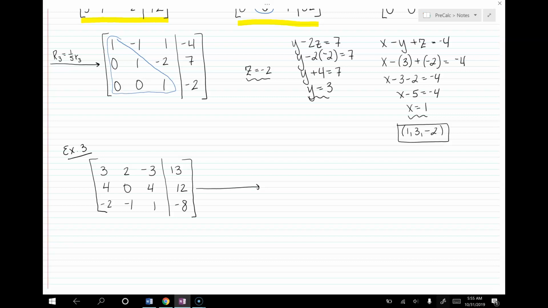So I'm going to create a brand new row 2. And I'm going to do that by taking 2 times row 3 and adding it to row 2. Okay. Similarly, let's create a brand new row 3 by doing the same thing. So 2 times row 3, but we'll add it to row 2. Yeah, that'd be perfect. Because if you guys look, it's 4 and -2. So the first row stays the same.